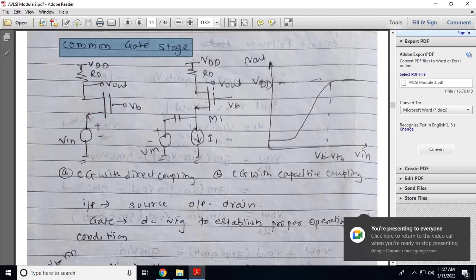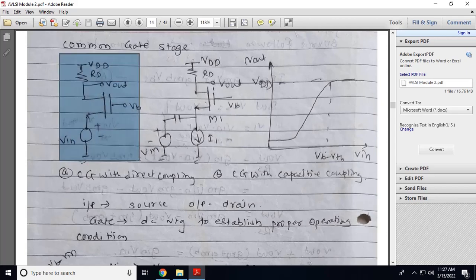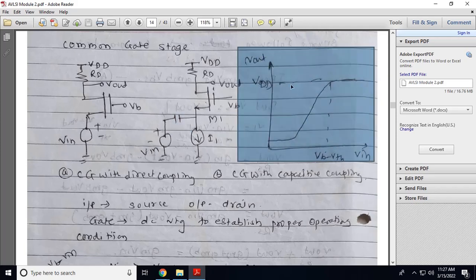Common gate stage. The gate terminal is common between input and output. So we apply the input to the source terminal of the NMOS, and output is measured at the drain terminal of the MOSFET. This is a common gate amplifier without direct coupling, and in this case we are using a capacitor as a coupling element. Now this is a graph of input voltage and output voltage.